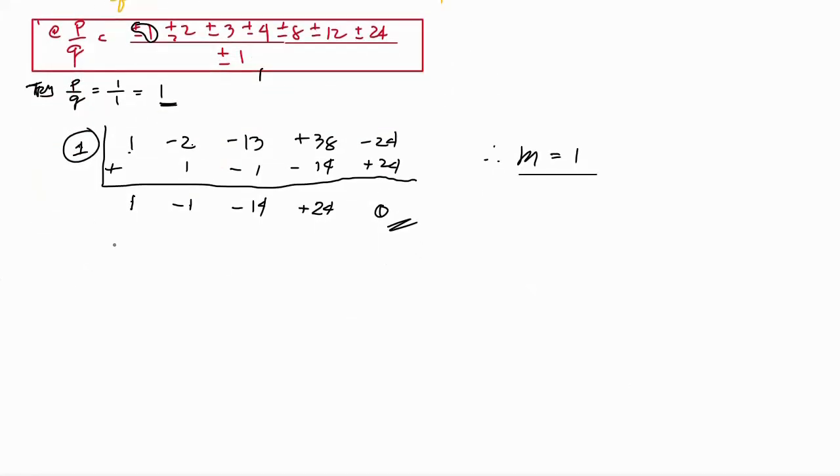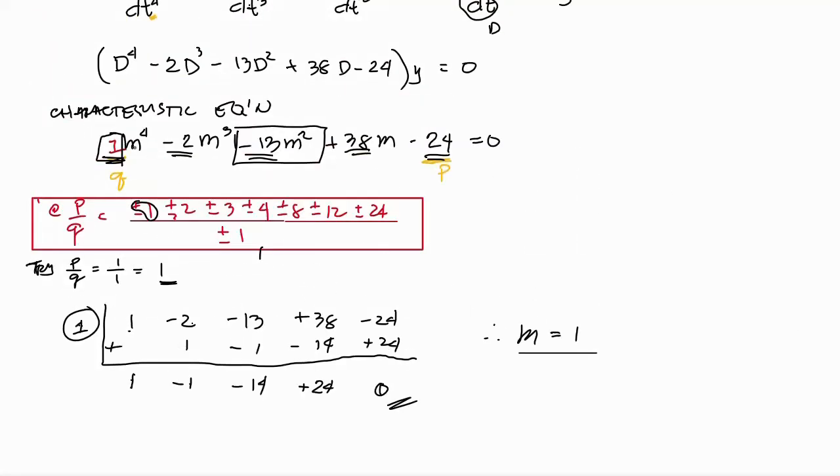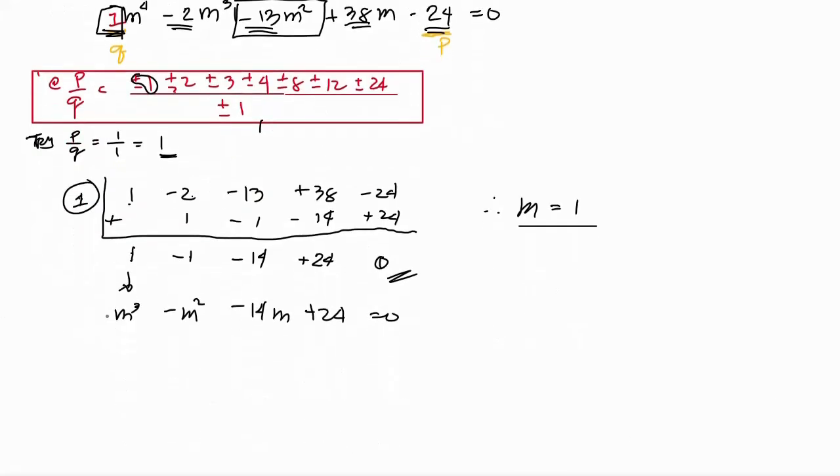Okay. So to continue the synthetic division, since we already know that m is equal to 1, we can reduce this equation. Since this is raised to 4, we can use this term now as m. So 1m raised to 3 minus 1m squared minus 14m plus 24 is equal to 0. And from this equation, once again, we get the coefficients. So we have 1, negative 1, minus 14, plus 24. Then divide it using the synthetic division.